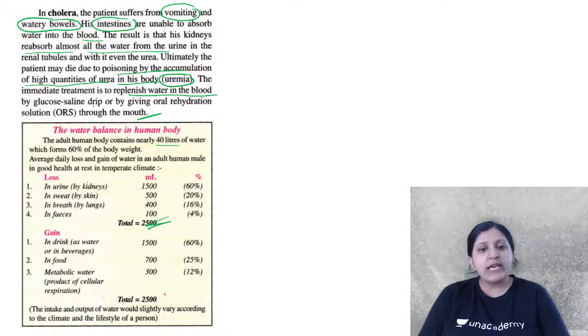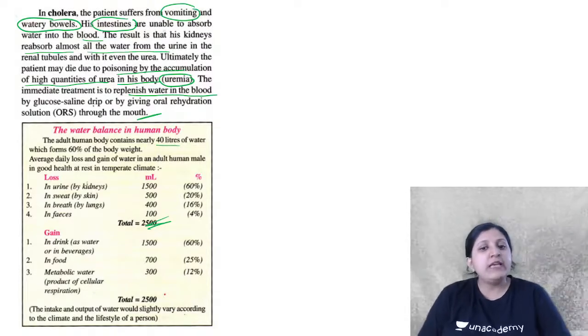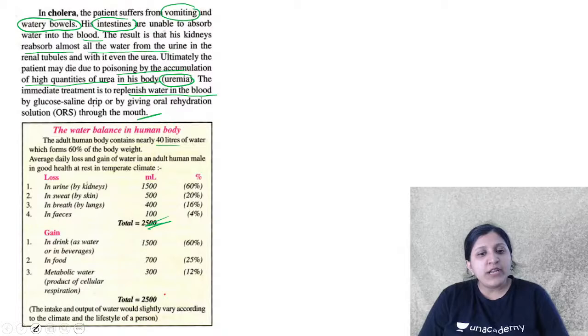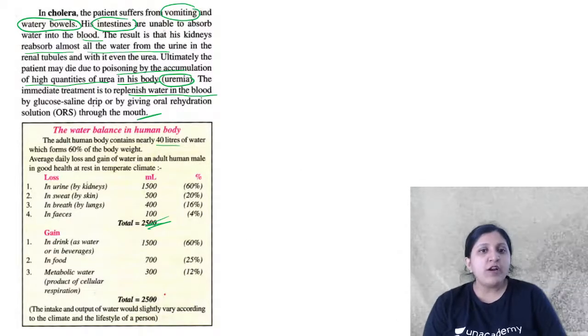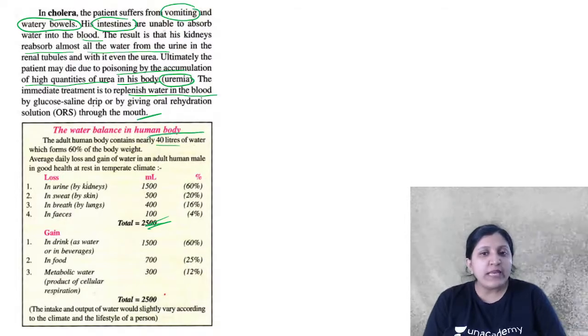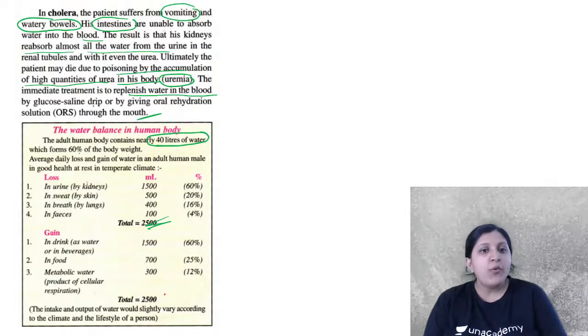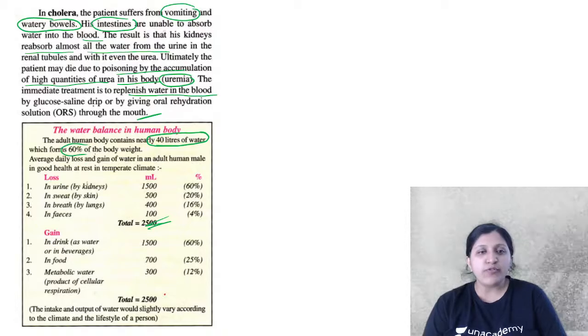Okay, so intake and output of water would slightly vary according to the climate and the lifestyle of a person. An adult human body contains about 40 liters of water, which forms about 60% of the body weight.